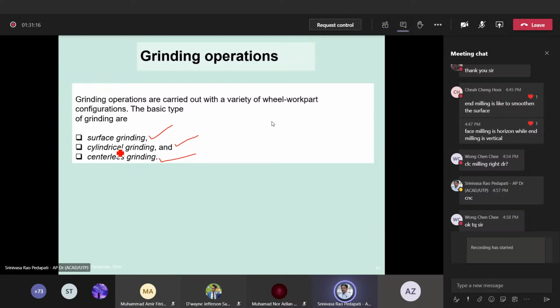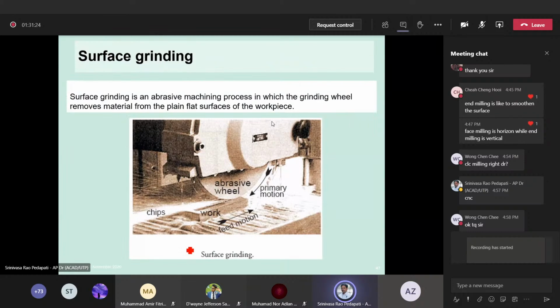But the principle between these two is slightly different. That is why it is called centerless grinding. So let us see what it is and how it works. Surface grinding, as you see, is an abrasive machining process in which the grinding wheel removes material from flat surfaces.